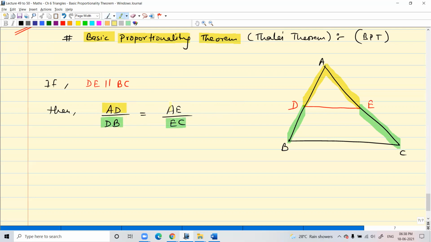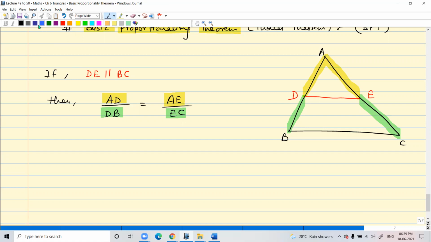So confirm, all of you. Do you understand what is happening in this theorem first of all? A line is parallel to the base BC, and it will intersect the other two sides at D and E. Then AD by DB will be equal to AE by EC. This is what your BPT tells you. Is the concept clear to everyone? Why it is happening, that we will prove now.